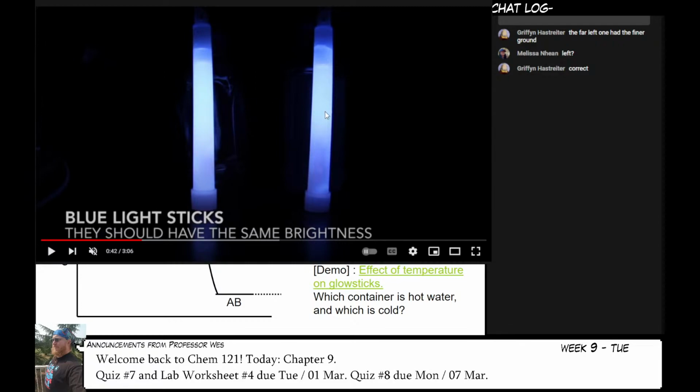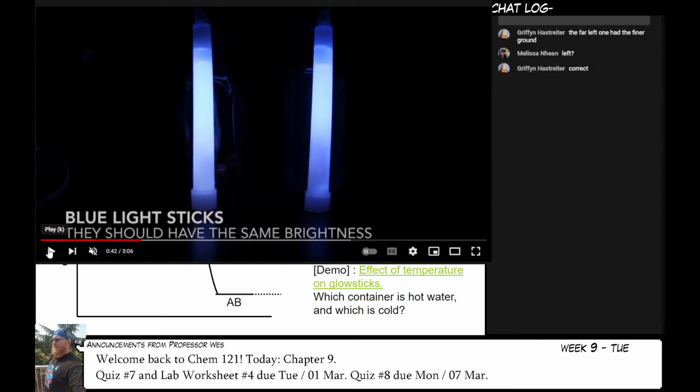What we're going to do is dunk the glow sticks. One's going to go into a hot bath, and the other one's going to go into a cold bath. This is what's known as a luminescence reaction. When the reaction occurs, instead of heat being emitted, light is emitted. So the product of this reaction is actually light. Light is a form of energy, just like heat is a form of energy.